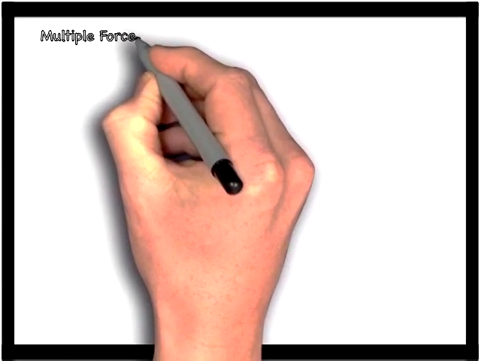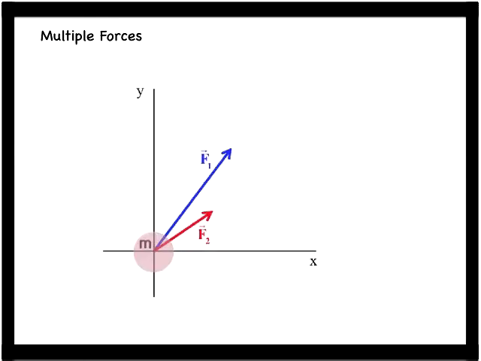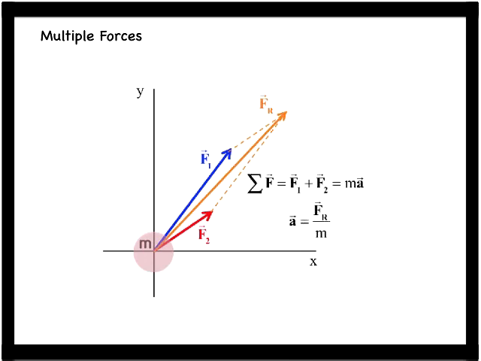If we need to determine the resulting acceleration of two forces acting upon the same object of mass m, we must first add the vectors to find the net or resultant force, Fr. The vector sum of the forces is equal to the mass times the acceleration. Again, the vector addition can be done using any of the methods you have learned.